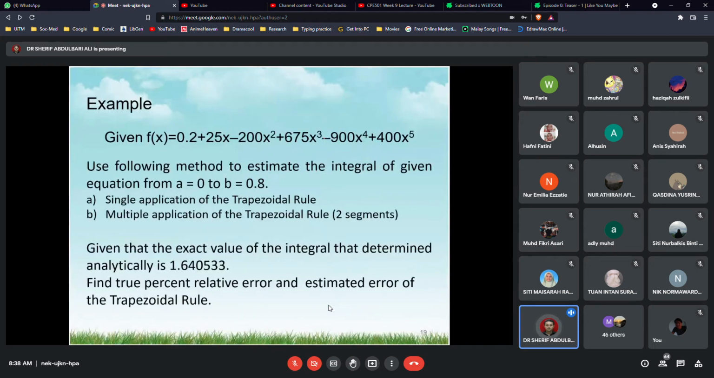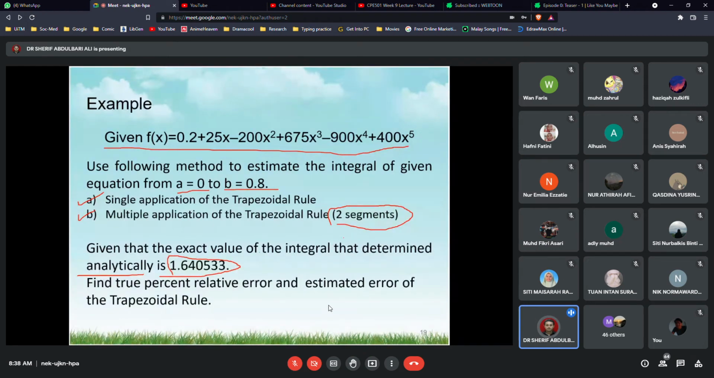Okay, so let's see the example. The function is given. Our limits are from a equal to 0 to b equal to 0.8. We already have done part A, so now let's do part B. Here they are asking for the multiple application of the trapezoidal rule using 2 segments. And these are the internal values. The given true value is to calculate the analytical or the relative error. Find the true percentage relative error and estimate the error of the trapezoidal rule.